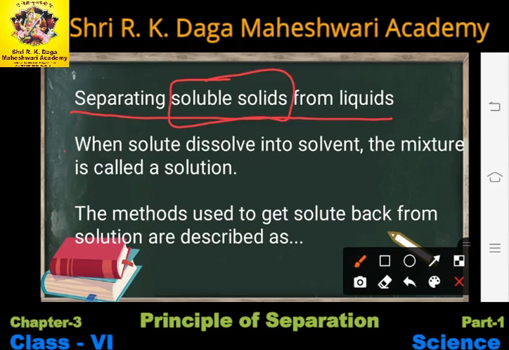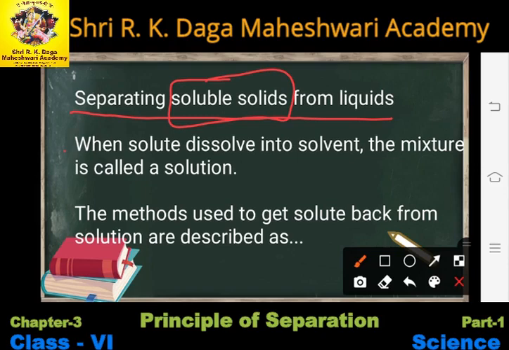Soluble solid का मतलब क्या? Suppose I take water in a glass, and in that glass of water, if I add salt, then what will happen? That salt will get dissolved into the water, right? And now if I want to separate the salt from the water, so how can I do it? This we are going to see now.